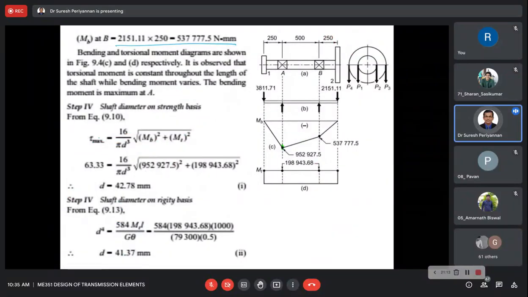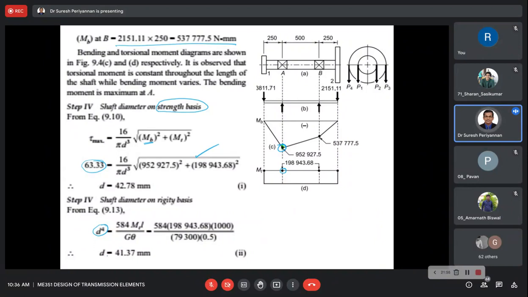Now see here, tau max 63.33. This is the maximum bending moment that we consider, and this is the torsion moment we consider for finding the diameter of the shaft. The first one is based on the strength basis. In the problem they also asked for the rigidity basis, because they have given the angular twist, I think 0.5 radians. From that, we have to find the shaft diameter with respect to torsional rigidity.